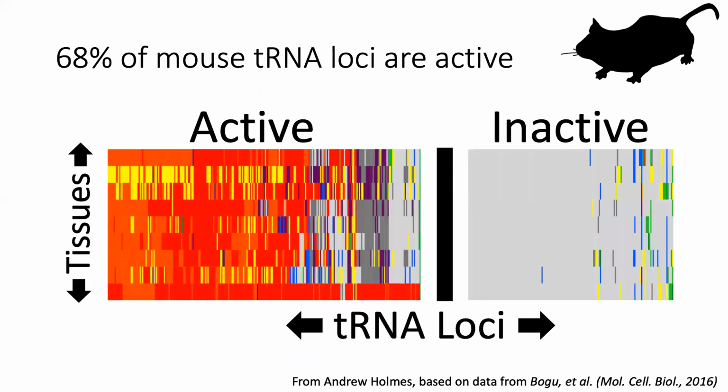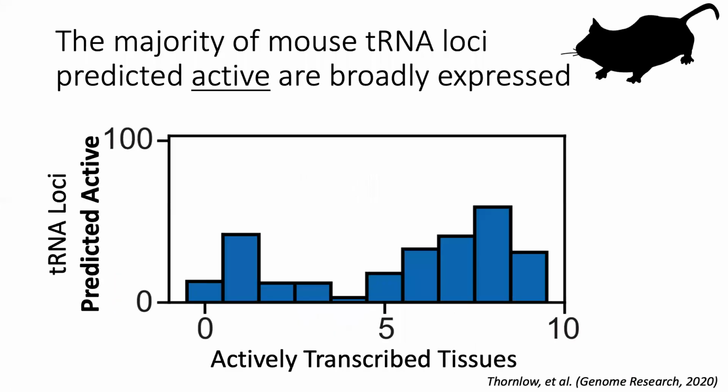And to dive into these results a little bit more deeply, we're comparing our predictions to this epigenomic data for mouse, which spans 10 tissues, and our goal is to predict each tRNA gene as active if it is actively transcribed in at least one tissue, and inactive if it's not. Here we're interested in the red, which indicates active transcription.